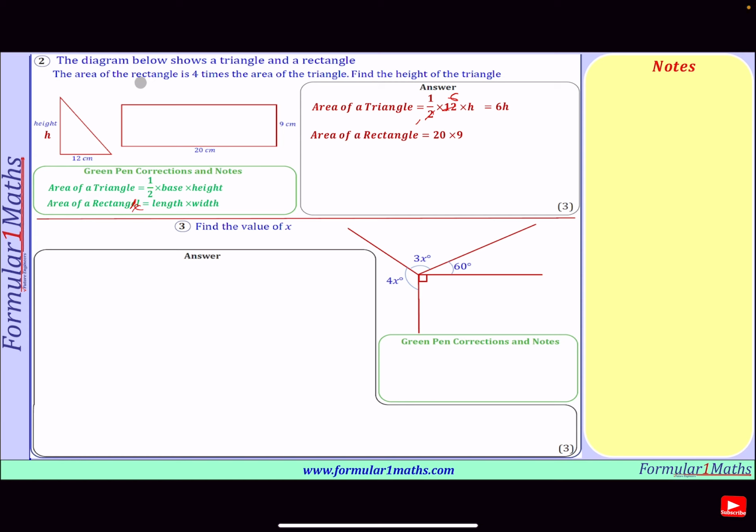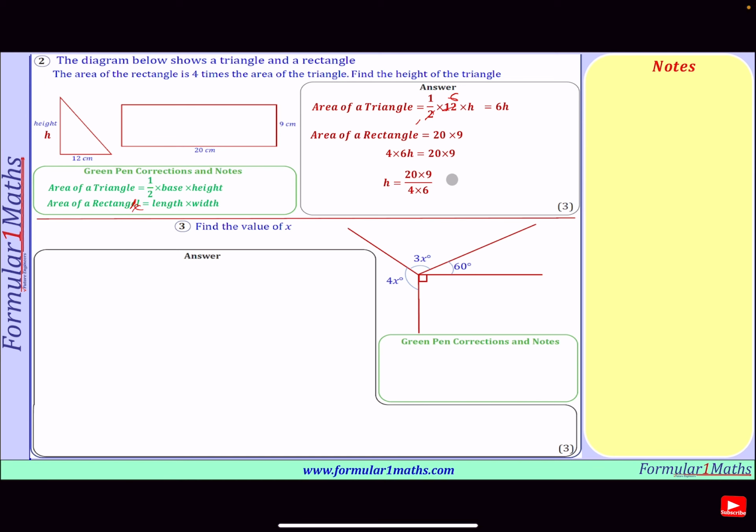But we are told that the area of the rectangle is 4 times the area of the triangle. So if I multiply the area of the triangle by 4, I will get the area of the rectangle. So if I do that, this is what I get. The area of the triangle is 6h, times 4 should give us the area of the rectangle. So we are going to solve this equation by taking 4 and 6 to the other side. And when we do that, it's going to divide. So h is equal to 20 times 9 divided by 4 times 6.